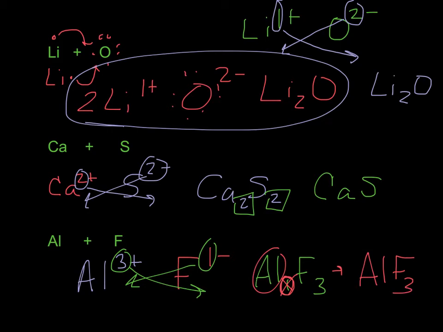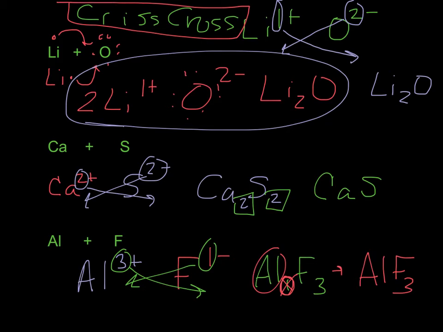Okay? And so what we've just done here is what we call the crisscross rule. So this is our crisscross rule, okay? And so you can apply this, and this is only for your ionic compounds. This is going to be how you're going to write your formulas for those, okay?